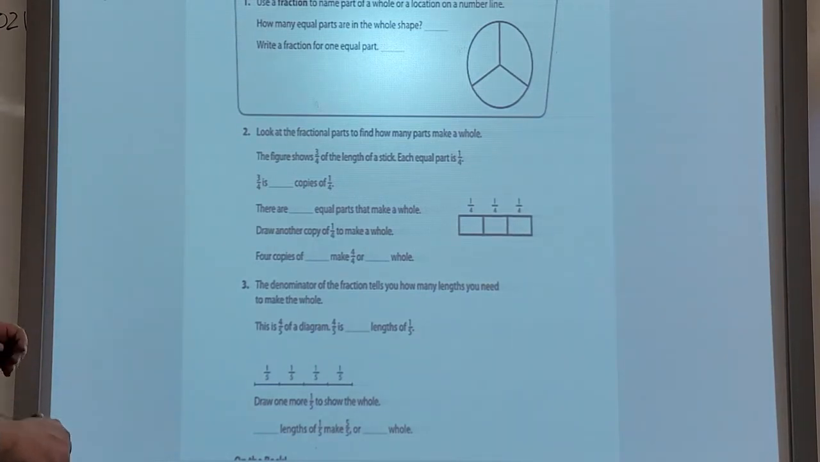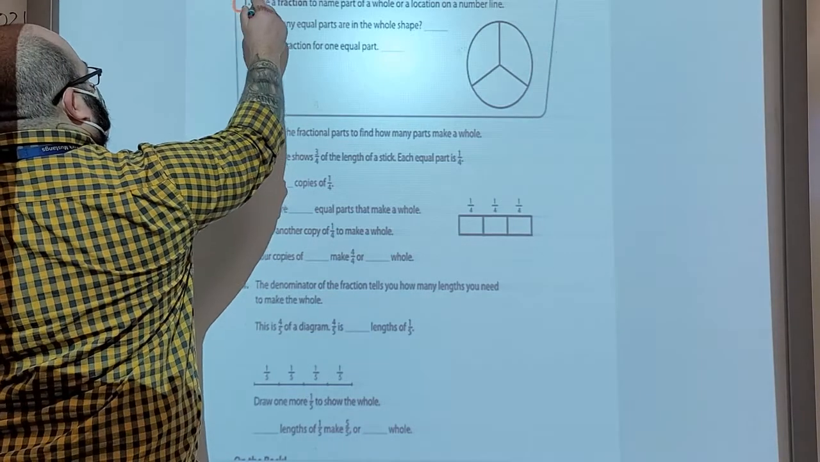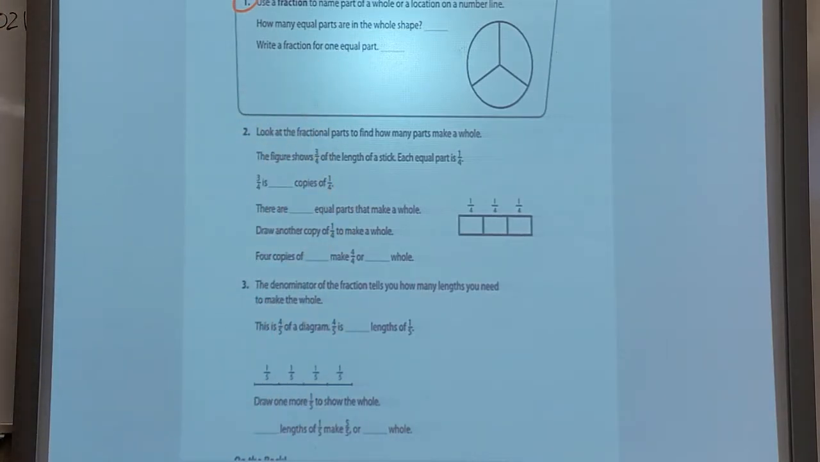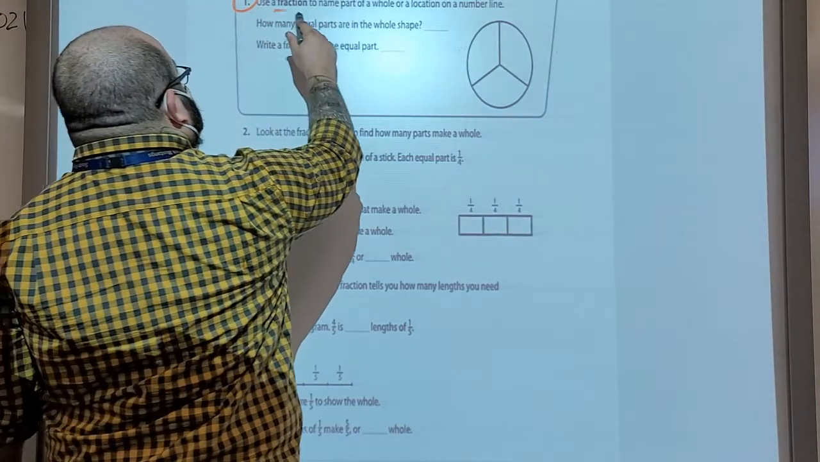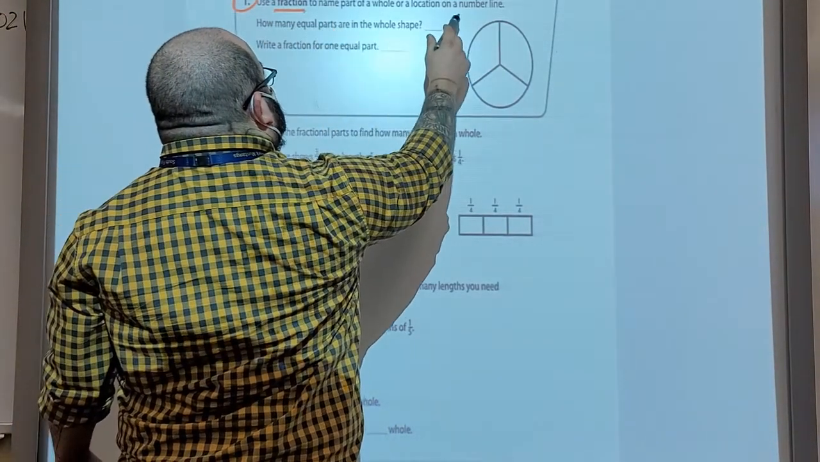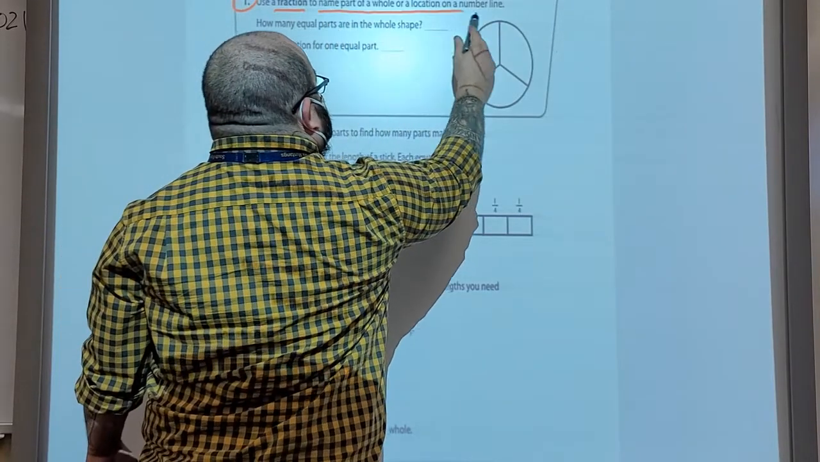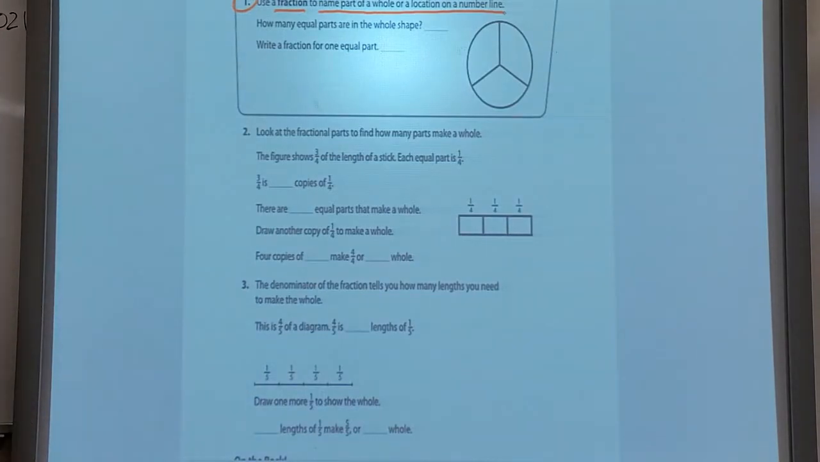12.3. First thing, I know a couple of you guys got stuck on this one. Don't get fooled. I'll go over this one with you first. This is the vocabulary section, so what they're wanting you to remember is what a fraction is, right? A fraction is naming a part of a whole or a location on a number line. In this case, we're looking at a part of a whole. How many equal parts are in the whole shape?